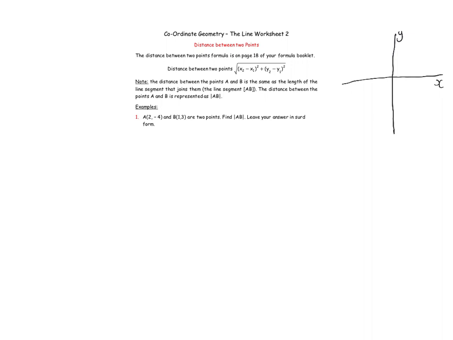Again, we should be perfectly fine now at this stage at plotting points. So if this point is 1, 1, and we have the point here, which is -1, -1, we should be fine at plotting those points. And what we need to be able to do now is find the distance between 2 points. So for example, what would the distance be between 1, 1 and -1, -1? This worksheet is all about doing that.